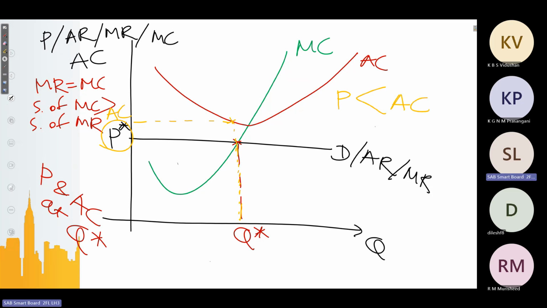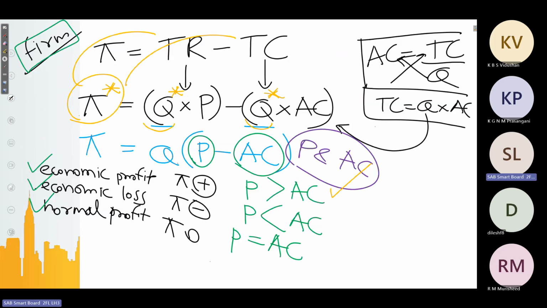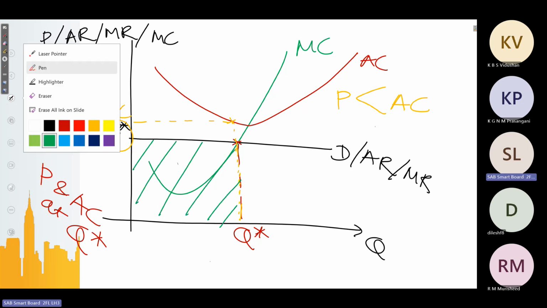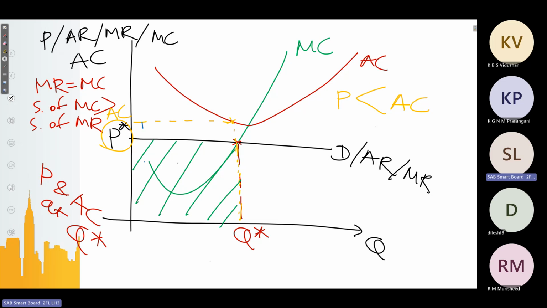So as we learned before, when price is less than the average cost, it's about an economic loss. Here, price is below the average cost. Total revenue is P star into Q star. So this is total revenue. Total cost is AC into Q star. This is total cost.